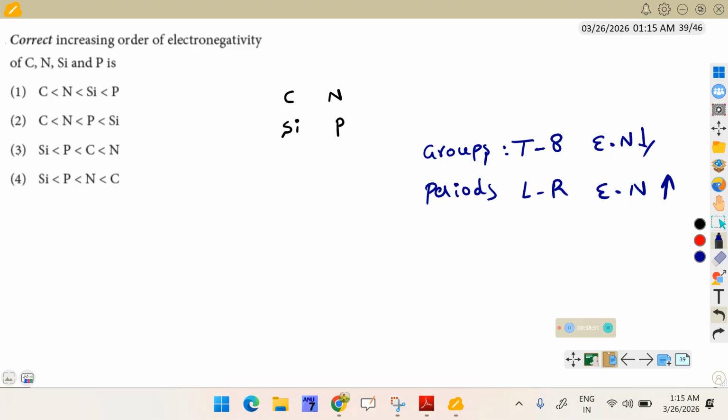Correct. Increasing order of electronegativity of carbon, nitrogen, silicon and phosphorus. We know that from top to bottom in groups, electronegativity decreases. Nitrogen, phosphorus: nitrogen's electronegativity is more. Carbon, silicon: carbon's electronegativity is more. From left to right in periods, electronegativity increases. These two are period elements. So first nitrogen, nitrogen's electronegativity is more. Yes, the third option is the correct option.